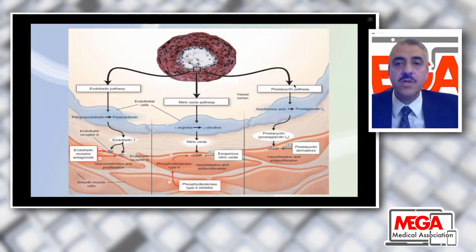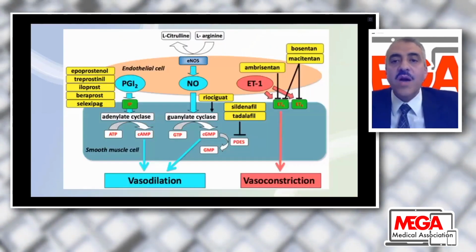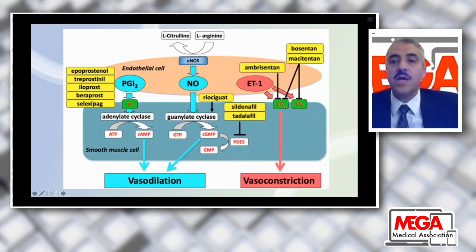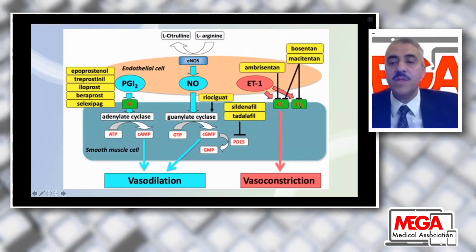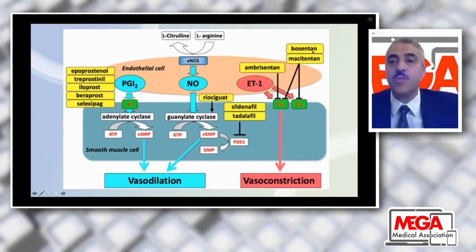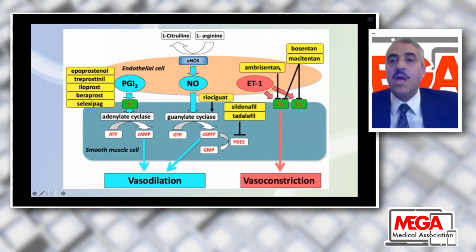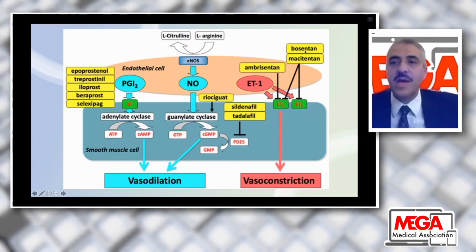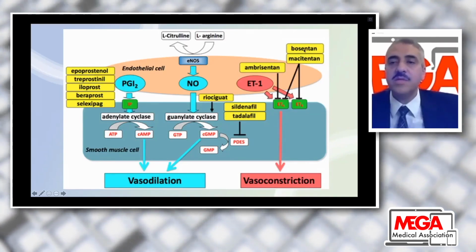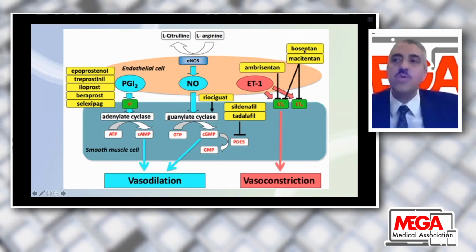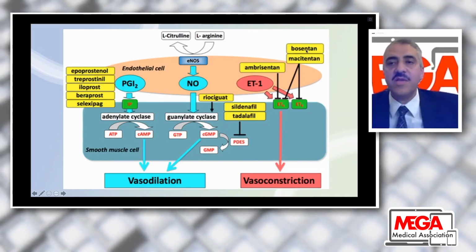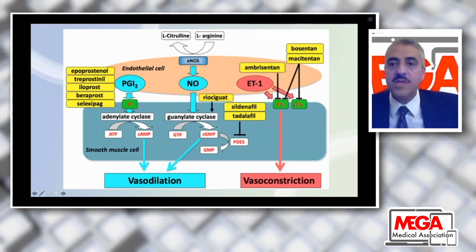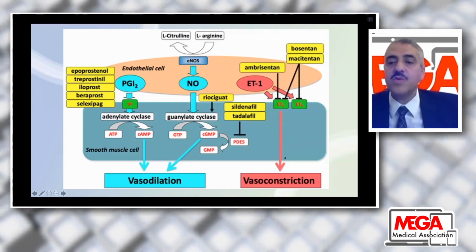To review these drugs, we have the endothelin system, endothelin A receptor, endothelin B receptor. They are blocked with these drugs: bosentan, ambrisentan, and macitentan. Bosentan is a very important drug, and it carries a very high incidence of side effects, including major birth defects, so it is not given to pregnant ladies. Blocking these receptors ends with vasodilation.